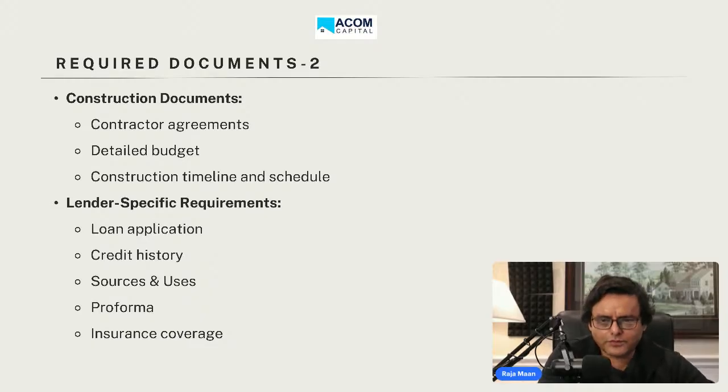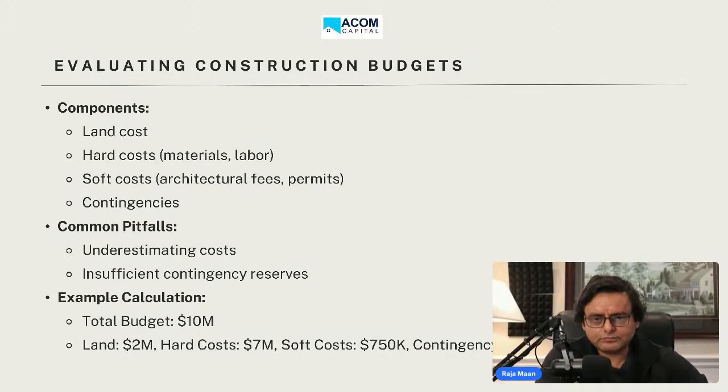And then we move forward with the schedule of real estate owned, personal financial statements, sources and uses, pro forma, budget. Okay, let's move forward. We have only 5 minutes to go. Evaluating construction budgets, land cost. That is usually what investors do. We don't do that. Hard cost, soft cost, contingency. You bring us all the information.